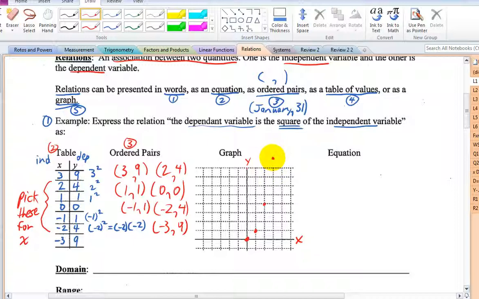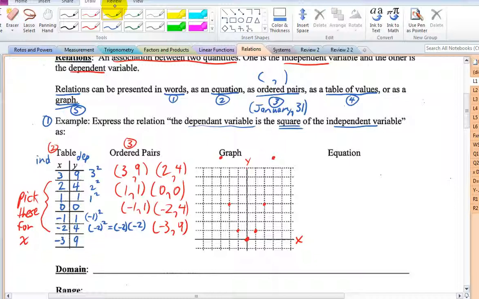So (3, 9) will be off our grid. I mean, it's going to be way up there. Okay, so then we have (-1, 1), (-2, 2), and then we have (-3, 9) way up there. So you can kind of estimate where that would be. So we have a mirror image, right? The left side and right side of the y-axis are identical.